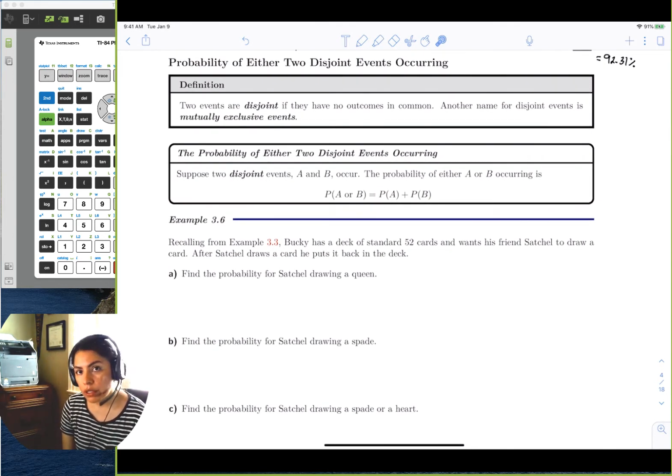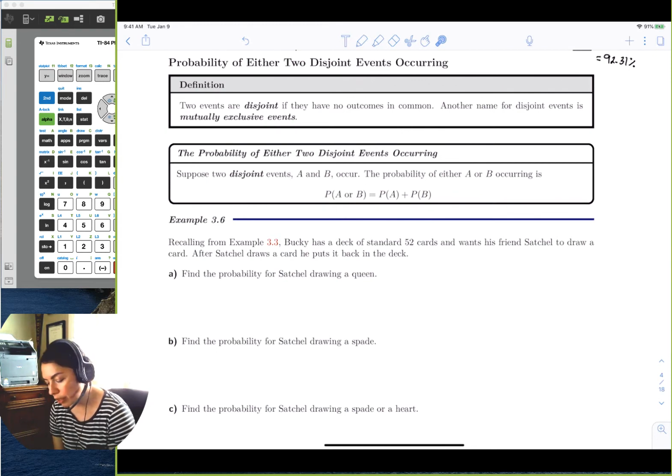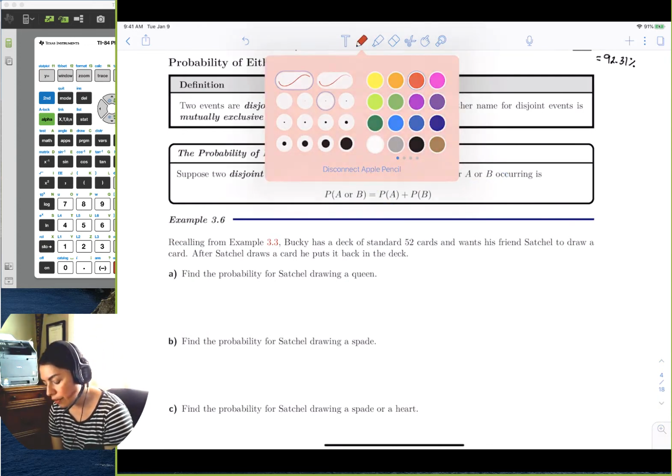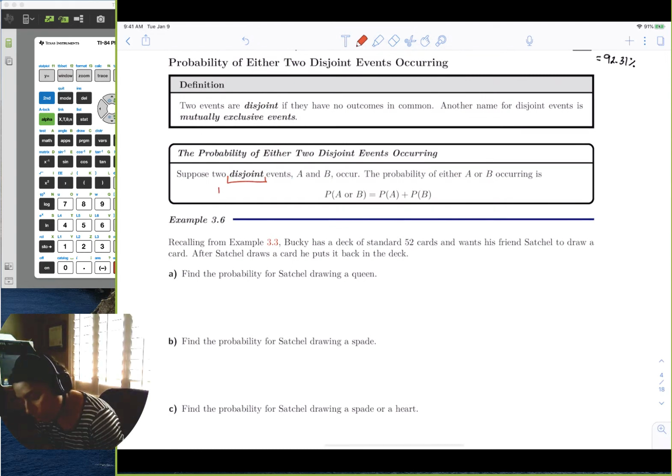So the formula for disjoint events is just the probability of two events occurring, right? The probability of either A or B occurring is just the sum of each of the probabilities. So when you say the word disjoint, we assume that there are no outcomes in common.